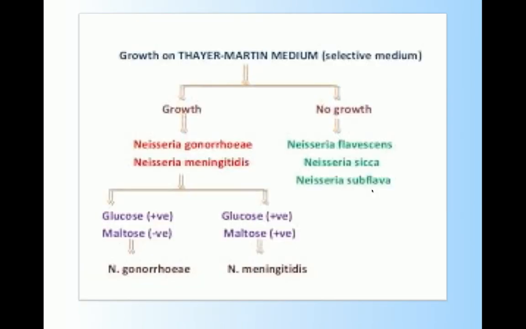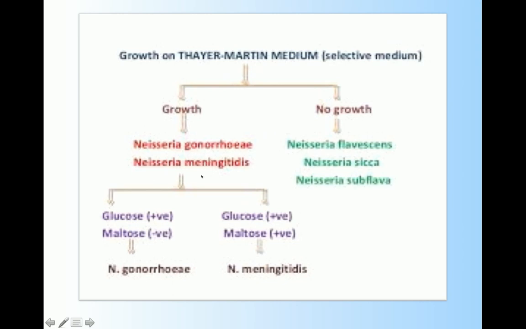Now, this slide is showing you the growth on Thayer-Martin media. So you will only observe the growth of Neisseria gonorrhoeae or Neisseria meningitidis. Even the normal Neisseria species like flavescens, sicca, subflava, etc. cannot grow on Thayer-Martin media. So it is a highly selective media for these pathogens.